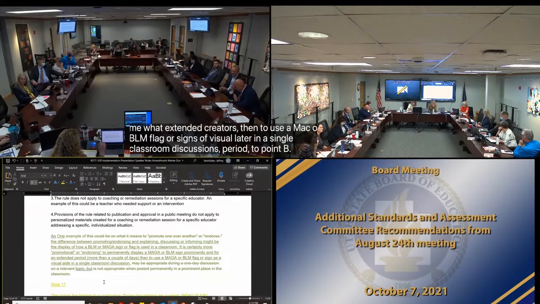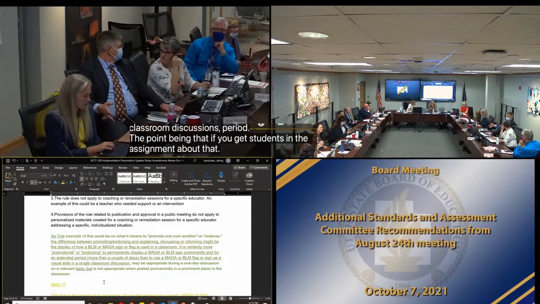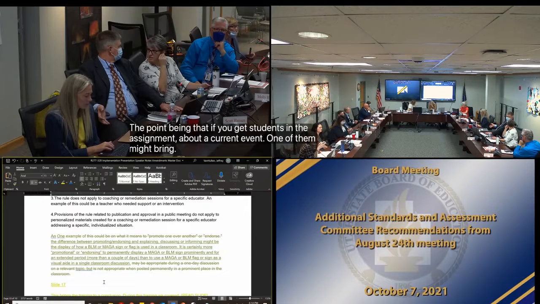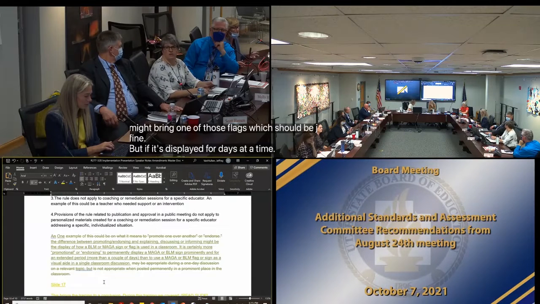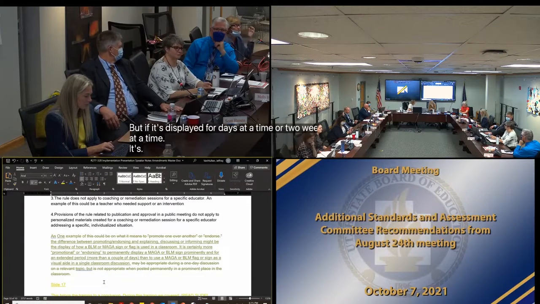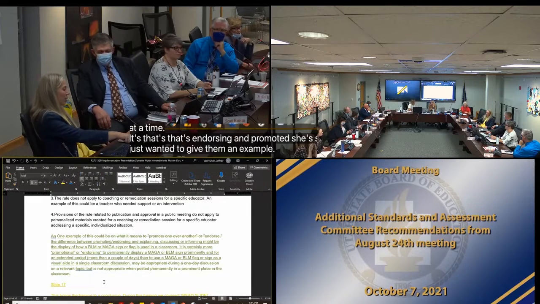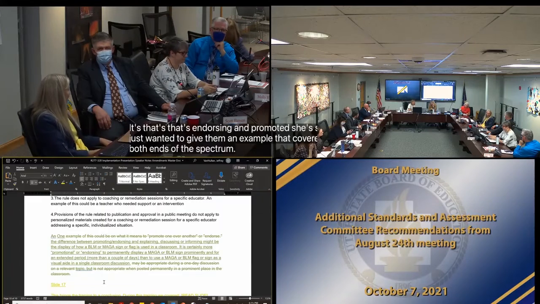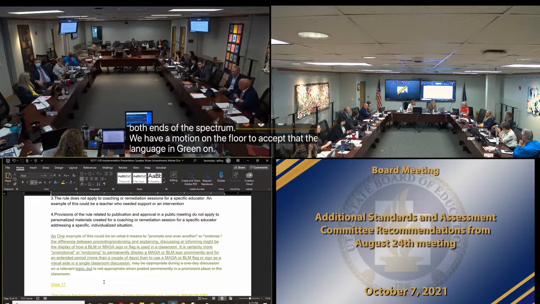The point being that if you give students an assignment about a current event, one of them might bring one of those flags, which should be just fine. But if it's displayed for days at a time or two weeks at a time, that's endorsing and promoting. So I just wanted to give them an example that covered both ends of the spectrum. We have a motion on the floor to accept the language in green on slide 16, with a second by Board Member Straight.